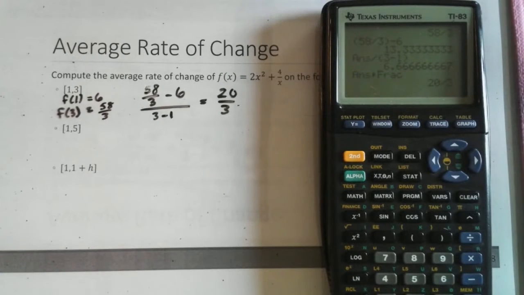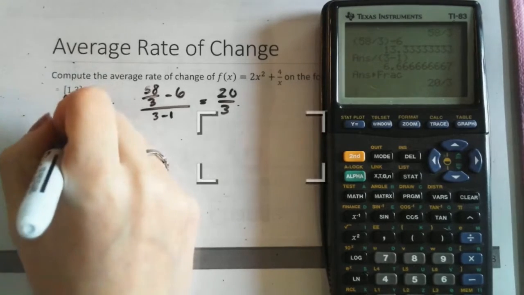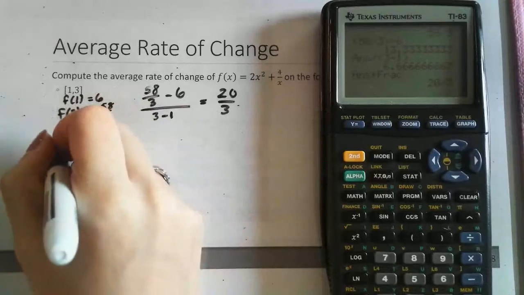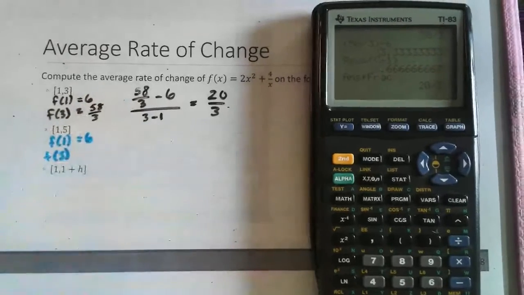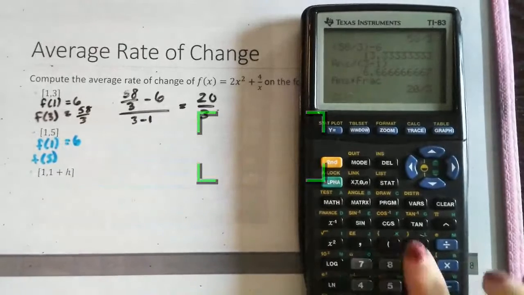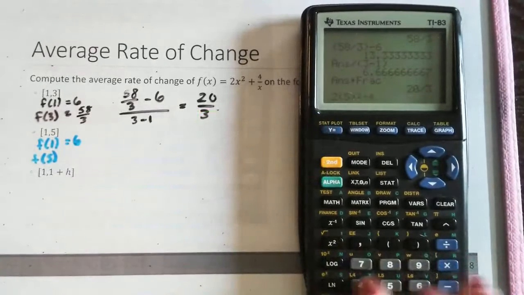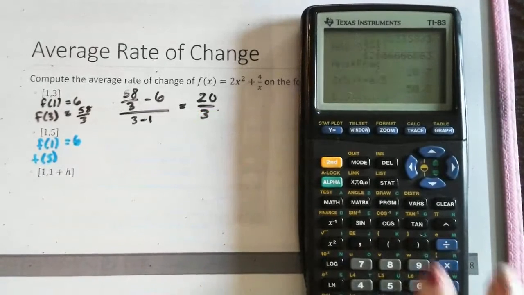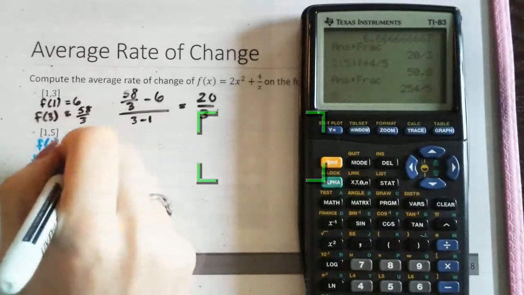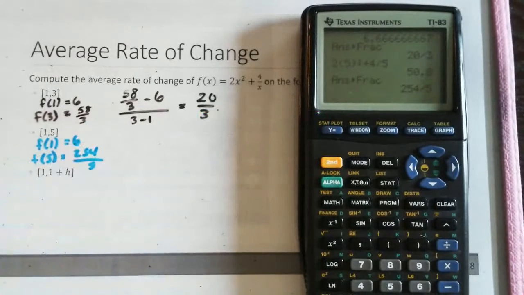Let's try the next one. We're looking at the interval 1 to 5. I already know that f of 1 is equal to 6 because I plugged that one in already. Now I need f of 5. So I need to plug in 5 to the original formula. That's 2 times 5 squared plus 4 divided by 5. Math, enter, enter, tells me that f of 5 is equal to 254 over 5.